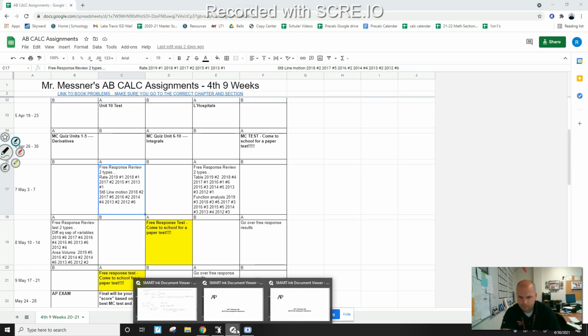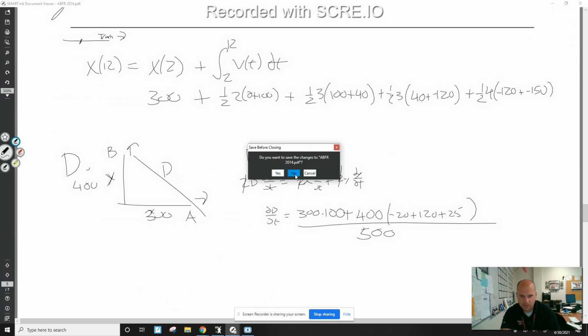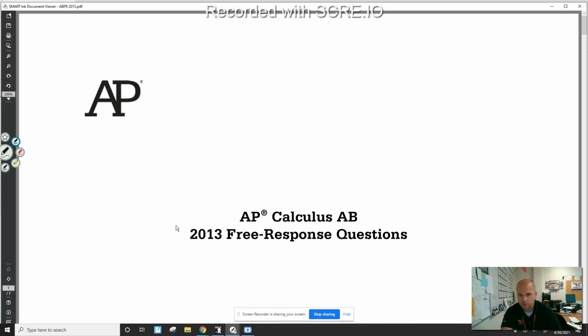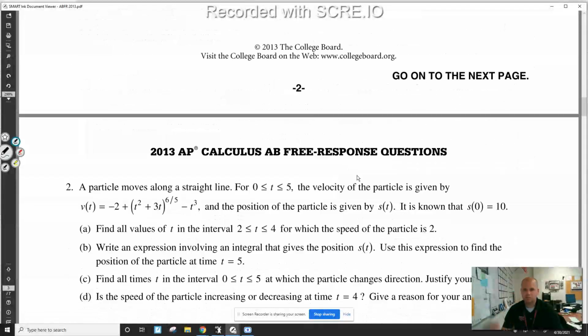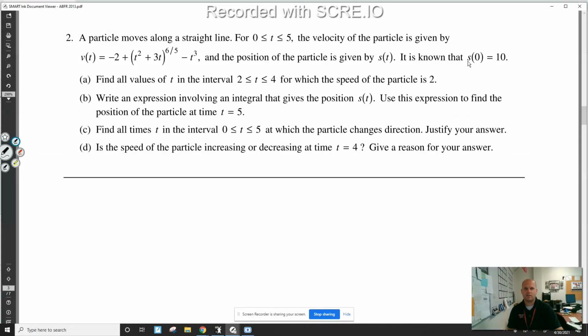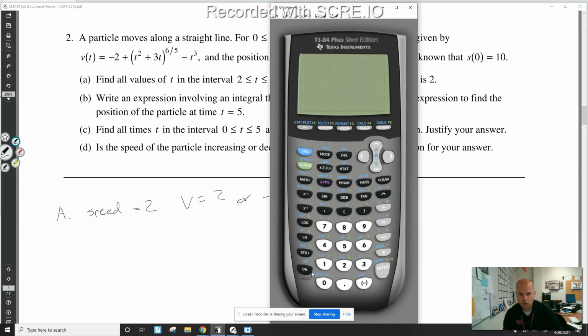2013, number 2. Get out of my face. Calculator question. This is going to be easy. Blow through this. Look, they give you the velocity. They give you the initial position. What is the speed of the particle at 2? Speed will equal 2 when velocity is 2 or negative 2. So take our velocity, also graph y equals 2 and negative 2.